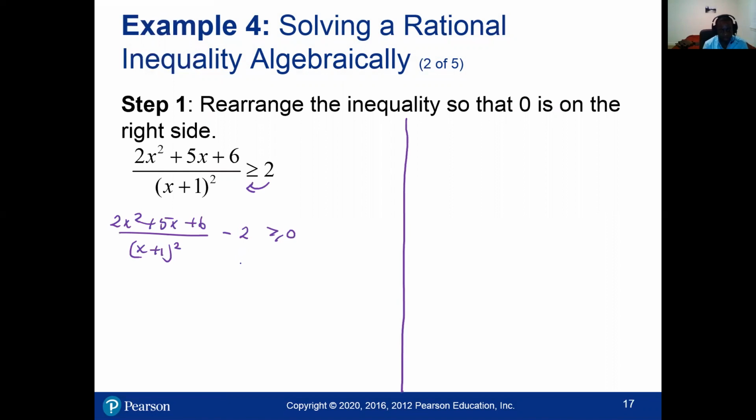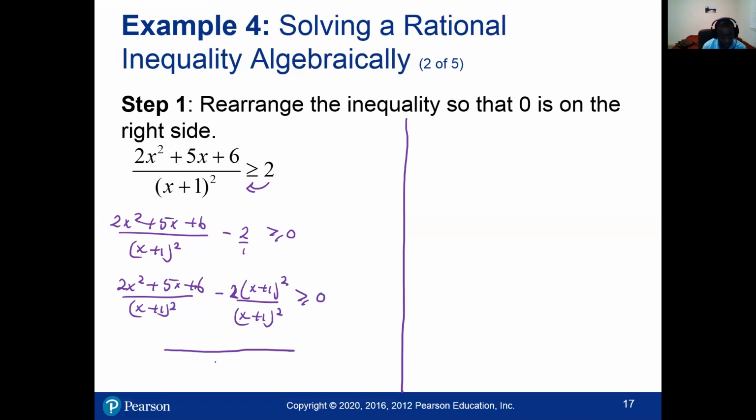Now, to solve this, to simplify this, you have to have a common denominator. And so I'm going to have (2x squared plus 5x plus 6) divided by (x plus 1) all squared, minus 2 times (x plus 1) all squared divided by (x plus 1) all squared. So that we have a common denominator there. Still greater than or equal to 0. Don't forget that. Okay. And so if I expand, the denominator will be the same, (x plus 1) all squared.